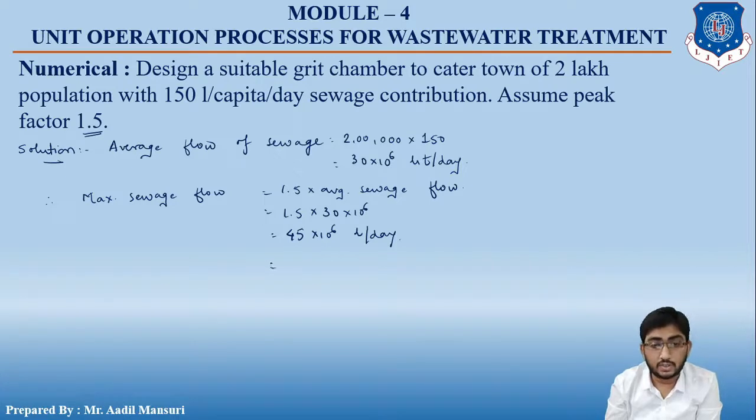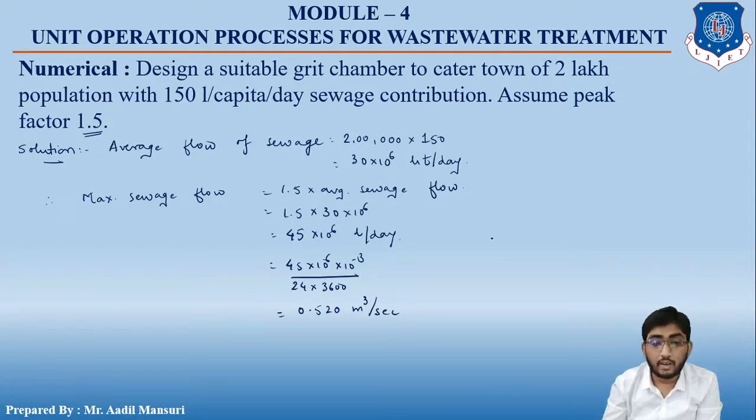So let us first convert into meter cube per second. So this will be 45 into 10 to the power 6 into 10 to the power minus 3 divided by 24 into 3600, right? So this will be in meter cube per second, equals 0.520 meter cube per second.